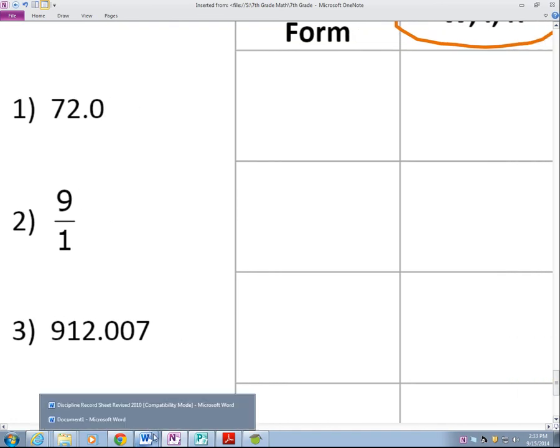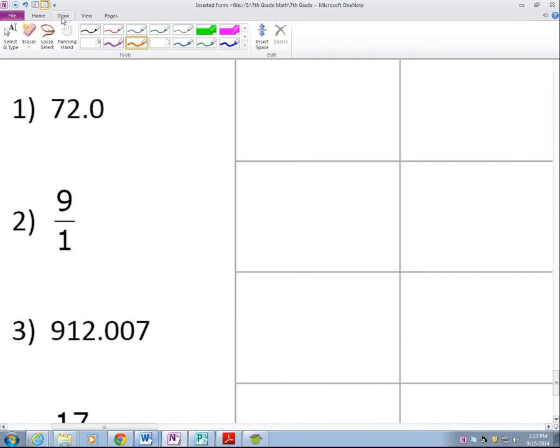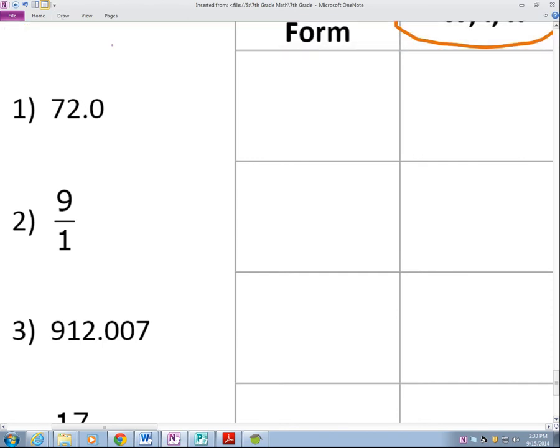Now, simplest, it says right above it. We're writing what is the simplest form. What is the simplest form? Let's use a different color. Let's use purple. What's the simplest form of 72.0, Sydney? 72, beautiful. And 72, is it rational? Is it an integer? Yes. Is it a whole number? WIR.